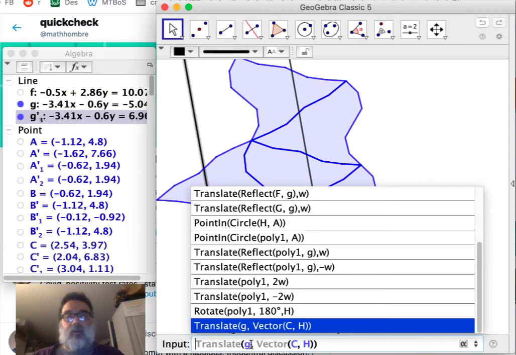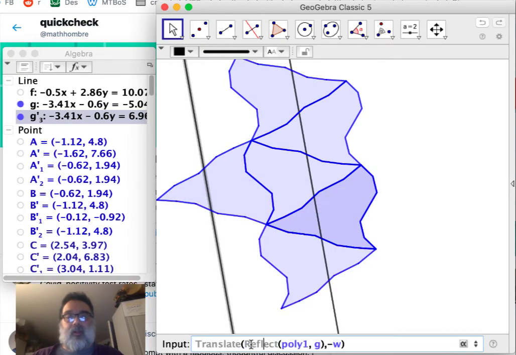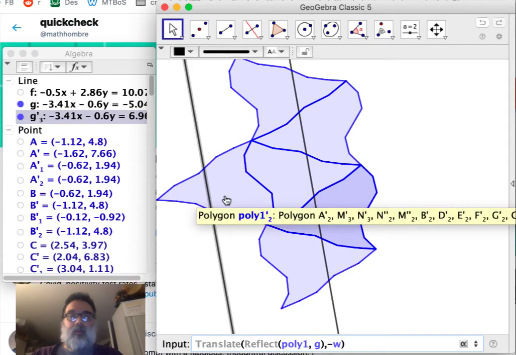So if I go back to my glide reflection, I want to know, well, what's the name of this polygon? Polygon 1 prime sub 2.